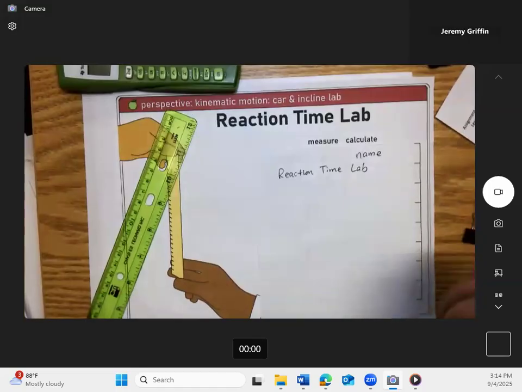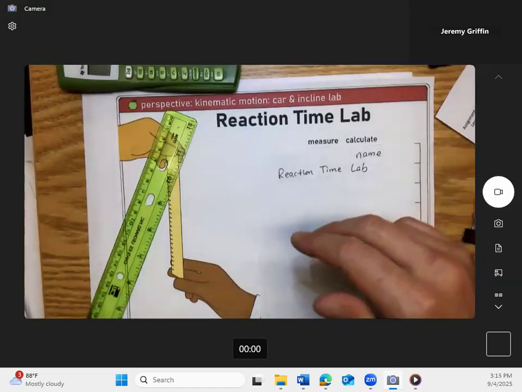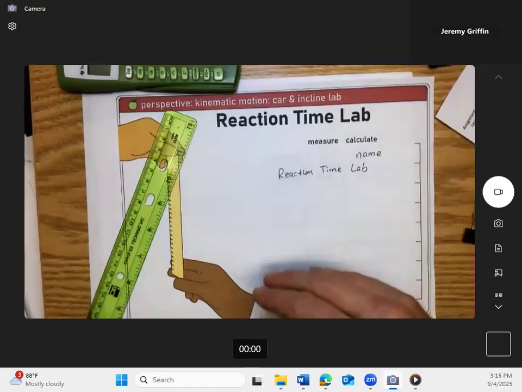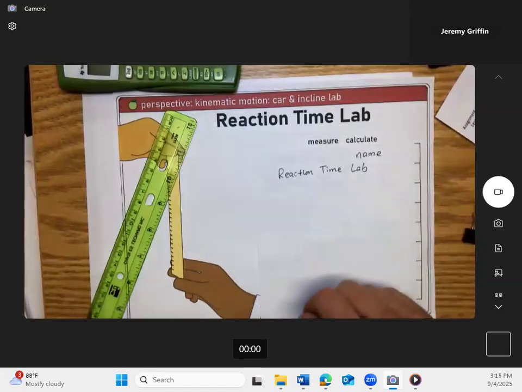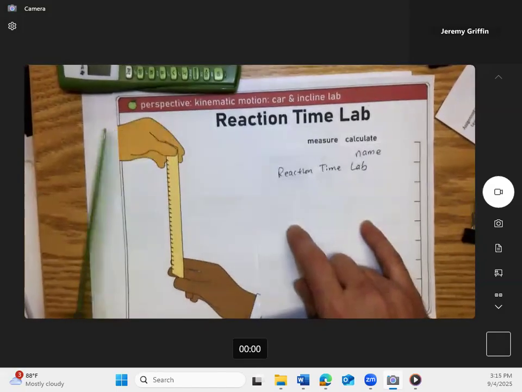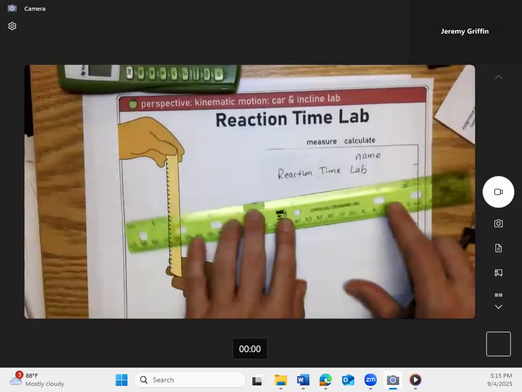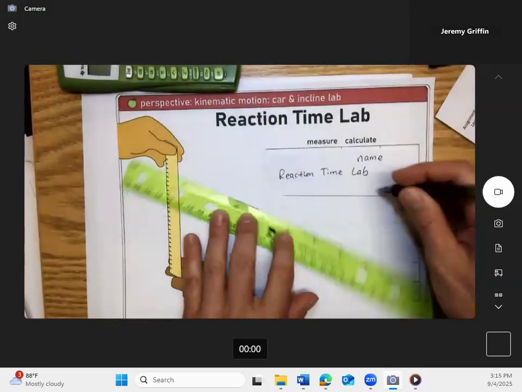You're driving your car, a deer steps out in front of the car. You're not going to immediately step on the brake because you need time to process that. How much time? You're going to find out today. There's a much more accurate way to figure this out, and that's using this ruler right here. So you have a table.